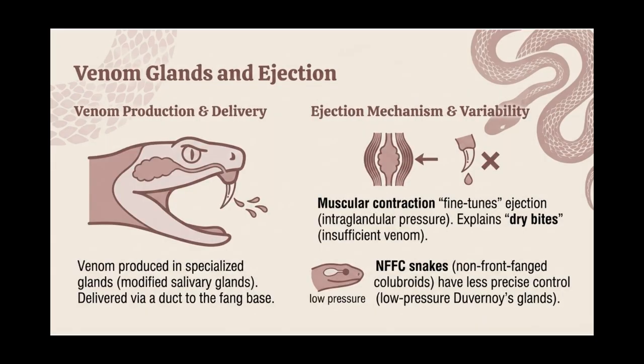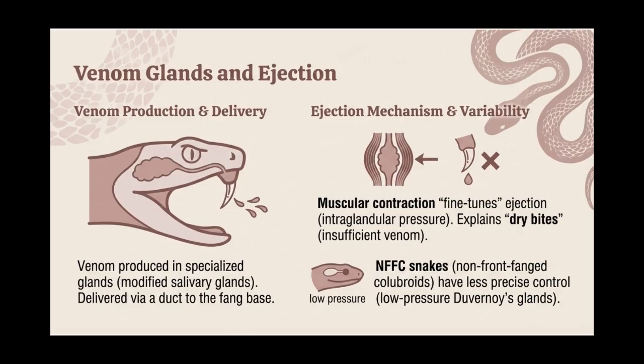Snake venoms are typically produced in specific venom glands that develop from salivary glands. An exception to this are the Duvernoy's glands, which are found in some non-front-fanged colubrid snakes. Once the venom is produced, it is delivered through a duct to the base of the fang. From there, it is transported into the victim either through a groove in the fang or via a dedicated fang duct. The process of venom ejection is often precisely controlled by the snake.